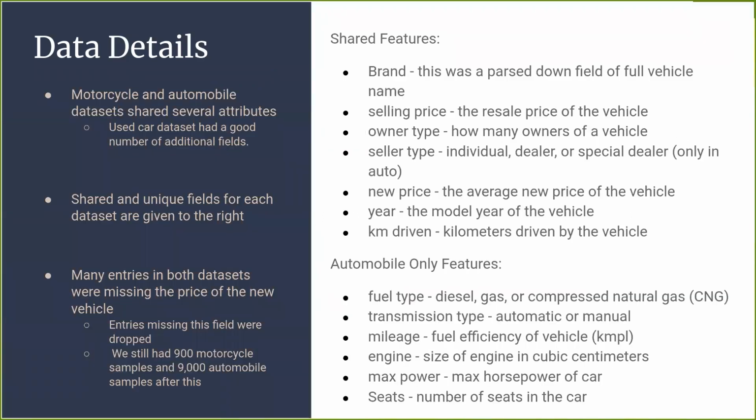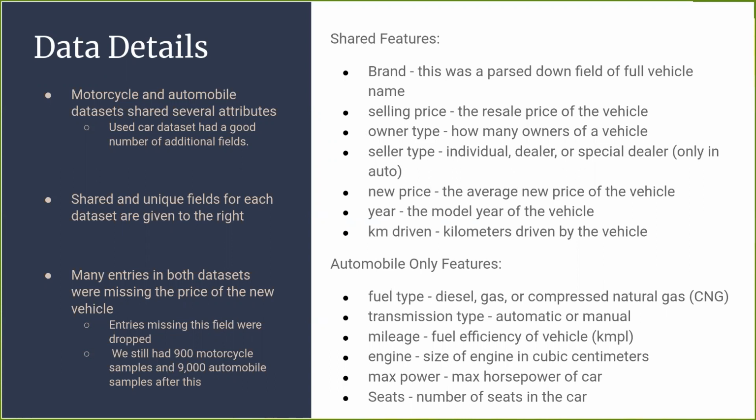So looking at our data, the motorcycle and automobile data sets both shared a handful of parameters. These are listed on the right pane at the top. So you can see brand, selling price, owner type, seller type, new price, year, and kilometers driven. The one exception is brand was not explicitly in these data sets. It's essentially just a parsed-down field of the full name that was present in the data. So what I've done is just chopped off the first word and used that as a brand name.